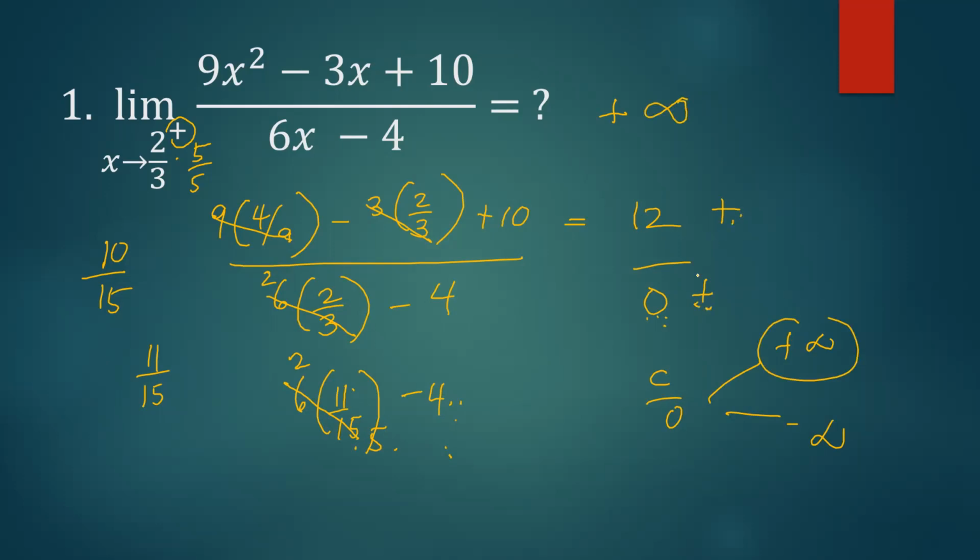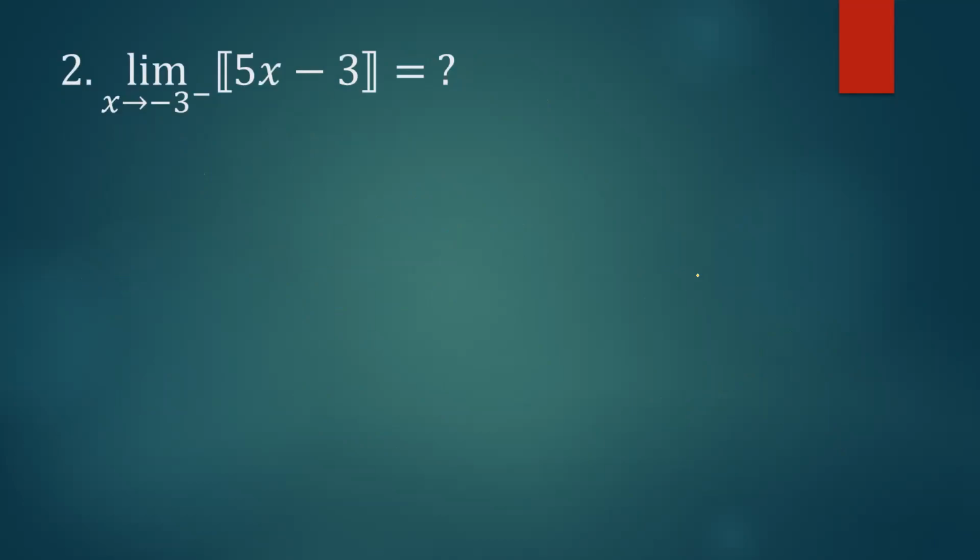Okay, now let's go to number 2. Find the limit as x approaches -3 from the left of the greatest integer function of 5x minus 3.